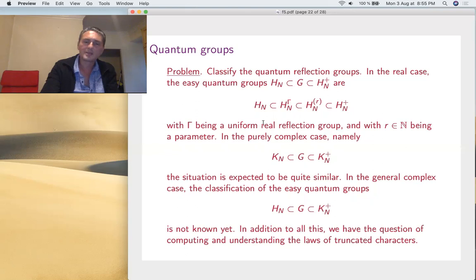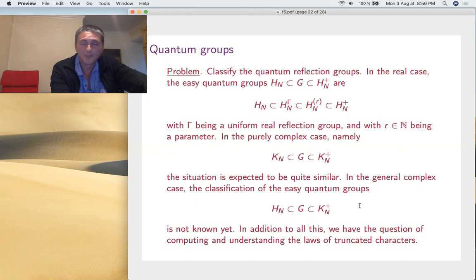Now, in the purely complex case, meaning between Kn and Kn plus, this is not known, but it's expected somehow to be a complexification of this. In general, the big problem is to classify everything between Hn and Kn plus. It's a tough question. Weber and the guys there in Saarbrücken are working on classifying things between On and Un plus. And that's a simpler question. I think that question is still extremely difficult, and this is even more difficult. So that's the classification of quantum reflection groups.